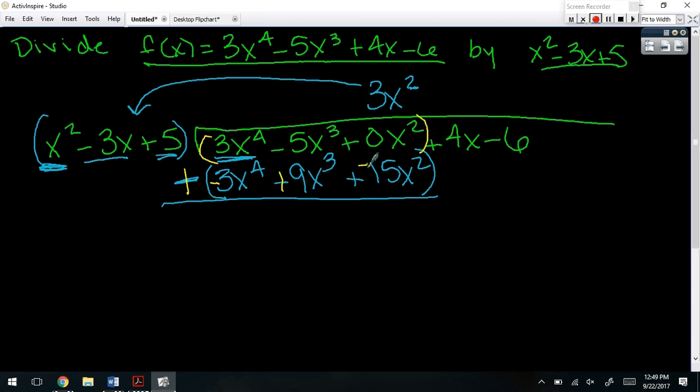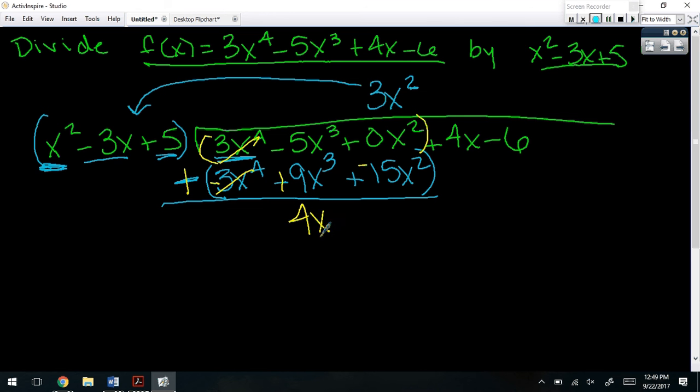Now, if you've done it correctly, your first term should cancel out every single time. Does it? Wait, no, since you're adding it. Adding a negative to a positive, that's true. All right. Negative 5x cubed plus 9x cubed.